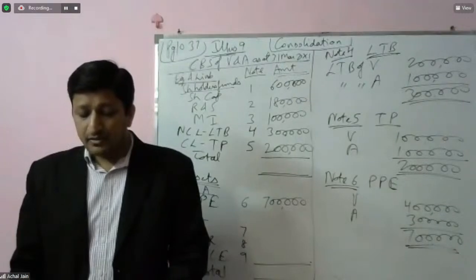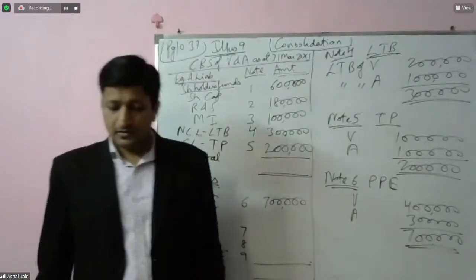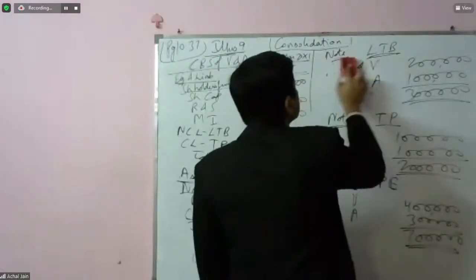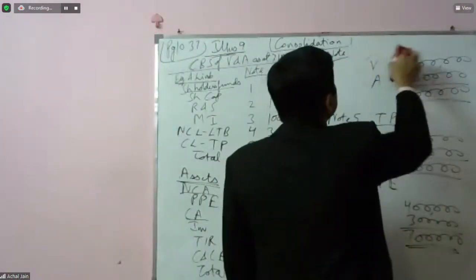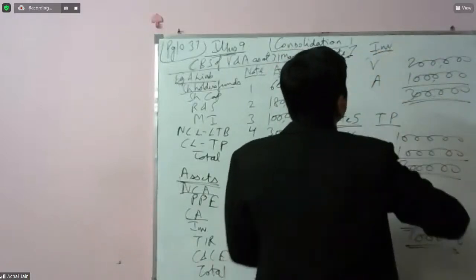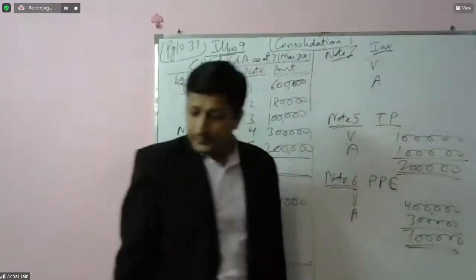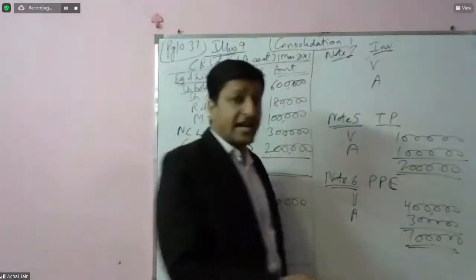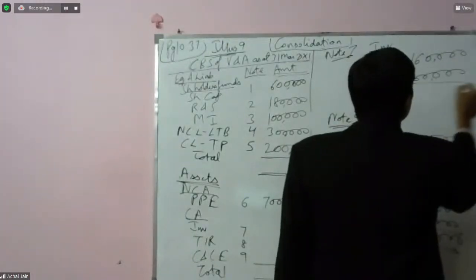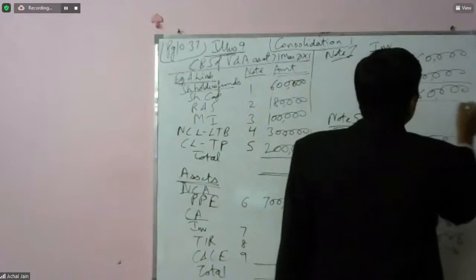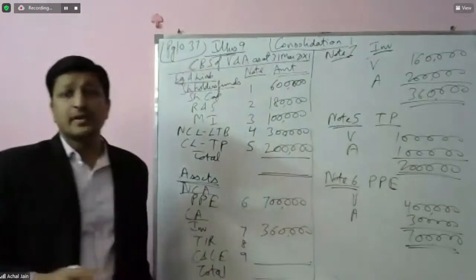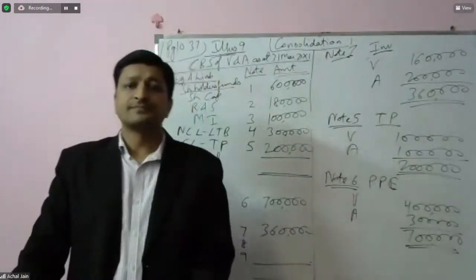Then we have inventories of B and A. Note number 7, inventory. What is the amount? 160,000 and 2 lakh. This is 3 lakh 60,000. Again, simple addition.